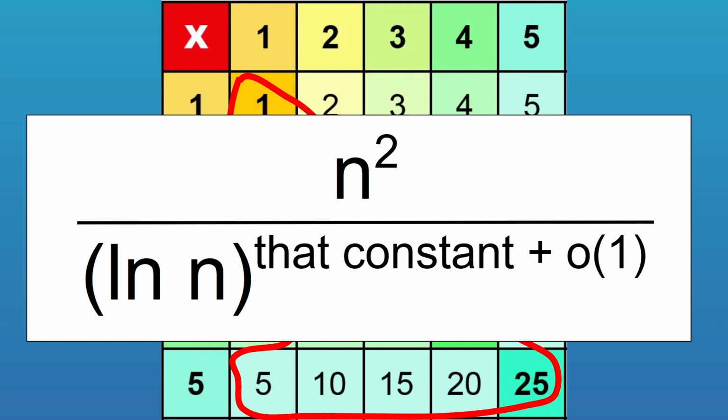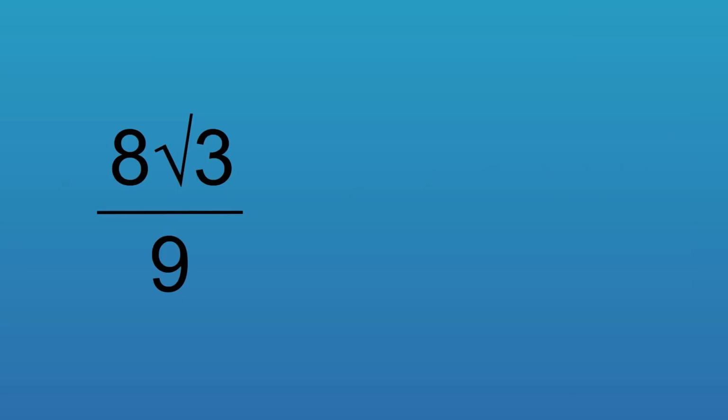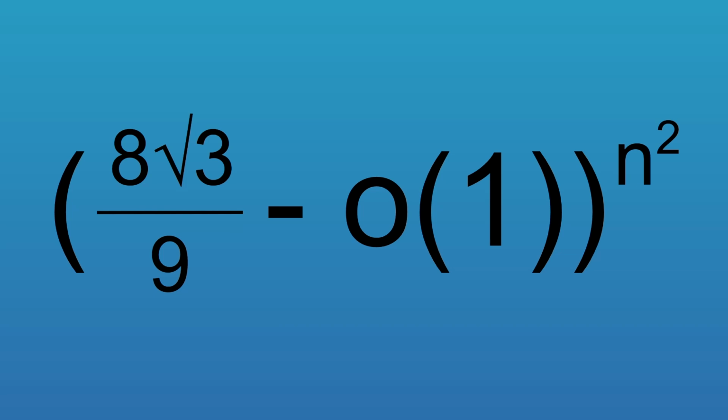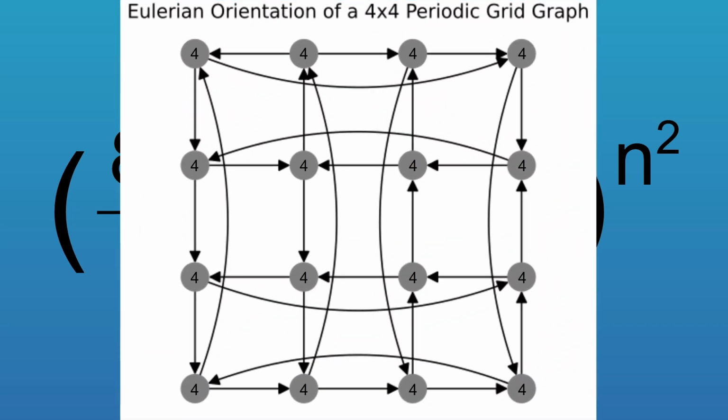Speaking of the next constant, that's the square ice constant. And here's what it's used in. As for the little o notation, don't worry about it. This is just how many Eulerian orientations we can have of an n by n periodic grid graph. And by Eulerian orientation, that means every circle here has the same number of arrows going in and going out.